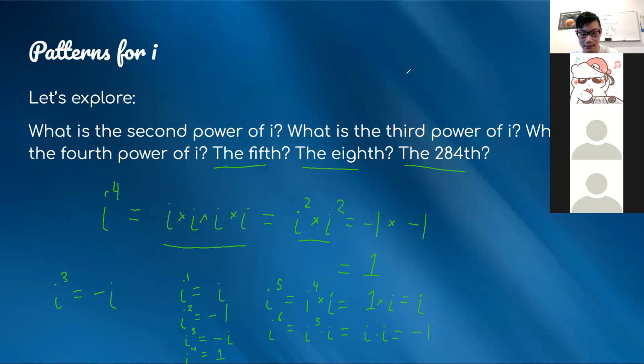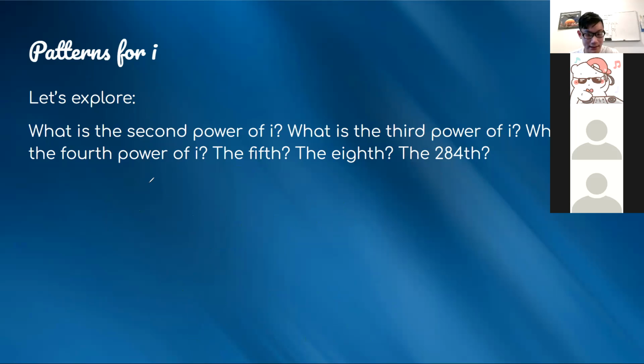So I'm going to clear all this for now so that we can see more clearly. So i to the fifth is i, and i to the sixth is just i squared, which is -1. What's i to the seventh? Well, i to the seventh is just i to the sixth times another i, right? Which is -1 times i, which equals -i. Same with i to the eighth. That's just -i times i, which equals 1.